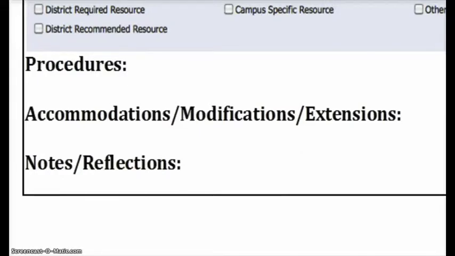Finally, a space is provided for any extra notes about the lesson, and most importantly, reflection on the success of the lesson for use in continuous improvement of instruction.